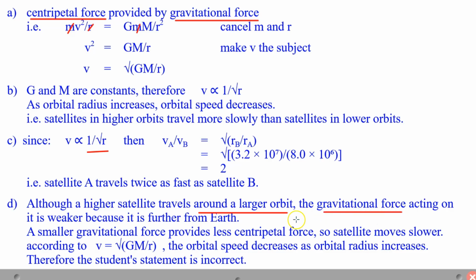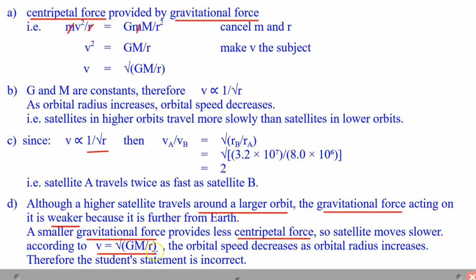So the gravitational force acting is weaker. We can make a comment about that because it's further away. Because of Newton's law of gravitation, we can make a reference to that. And if we have a smaller gravitational force, then we're going to have a smaller centripetal force. So the satellite is going to move more slowly in its larger orbit. That'll probably get us a second mark.